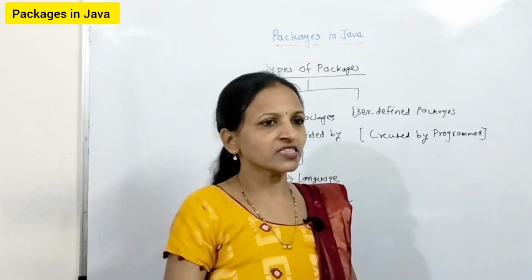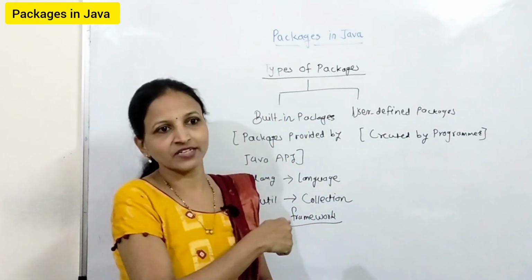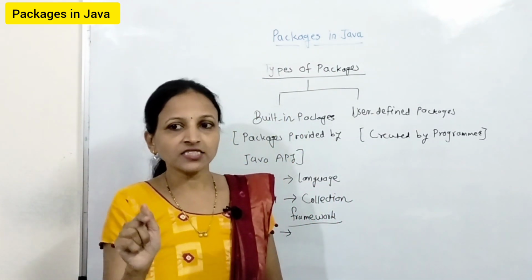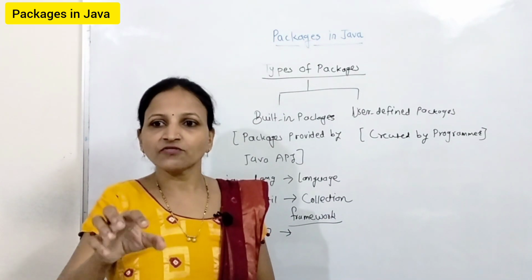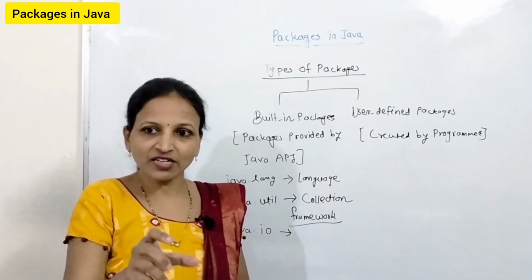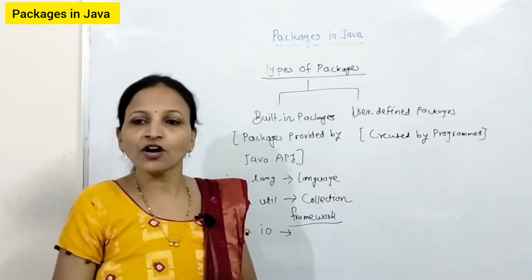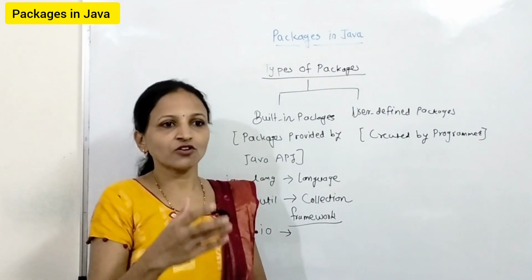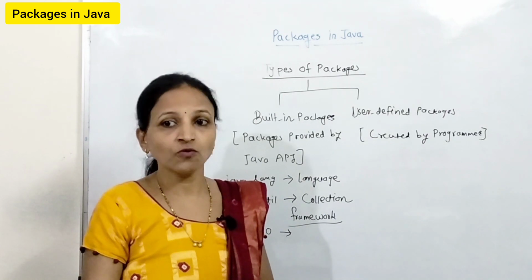See, suppose you have accepted anything from the user using that BufferedReader object, then that is in the form of a stream. That will be considered as a string again, and you have to convert it to integer, character, or float as per your need. Now what will you use there?